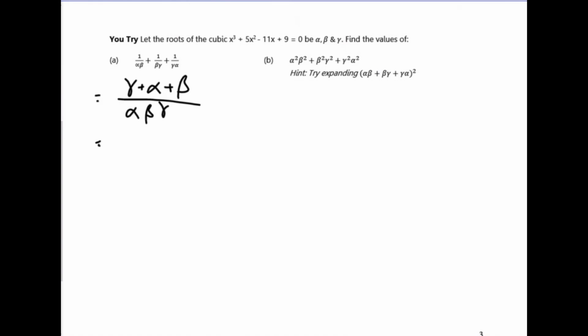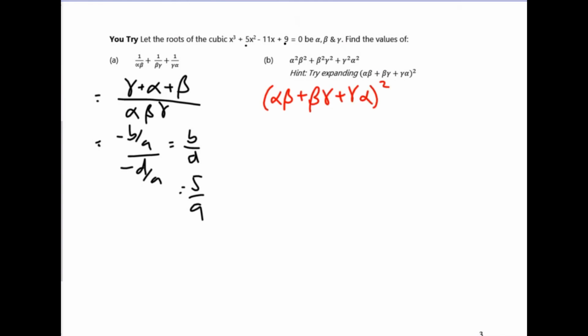So what you actually get on here is the sum of the roots on the top. On the bottom, you get the product of the roots of the cubic, so you get minus d over a. In our case, b is 5 and d is 9. Not just multiplying all the bottoms. This one we're going to have to come up with our own formula for, and it tells us what to do.